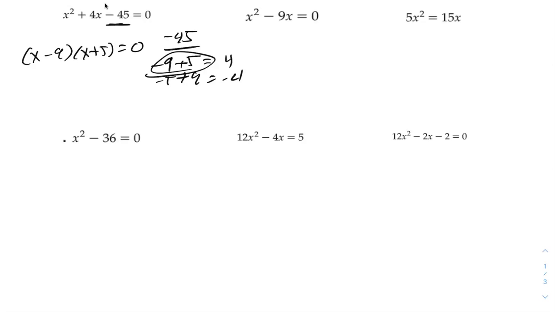You can still do it the long way, where I multiply the two things. It still works. It just takes a lot more time. When there's a number in front, just go, okay, what two things multiply to get -45, but I have to get 4. Put it here and there, and you're done. We split, we solve, x equals 9 or -5.